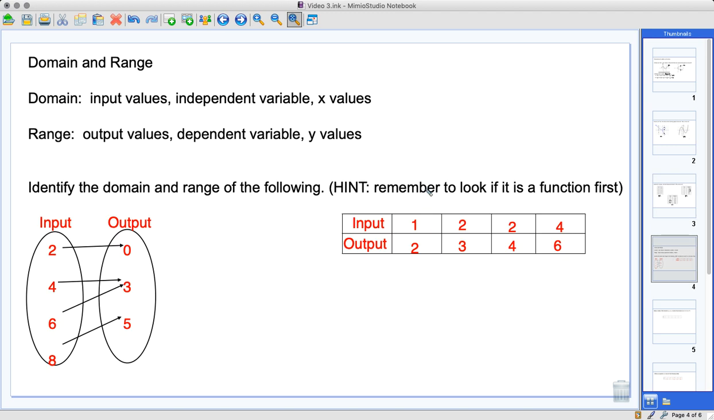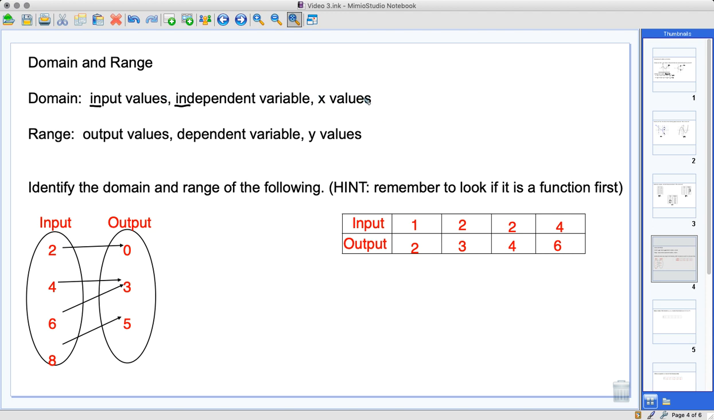All right, next thing we're going to talk about, domain and range. Hopefully, again, review for you. Domain is your input values. This is also called your independent variable. The way I kind of remember it is they both have the prefix in.